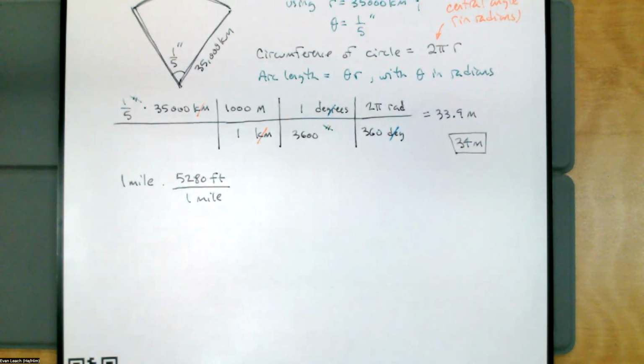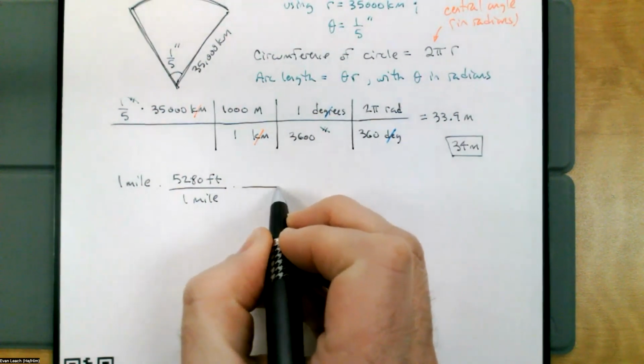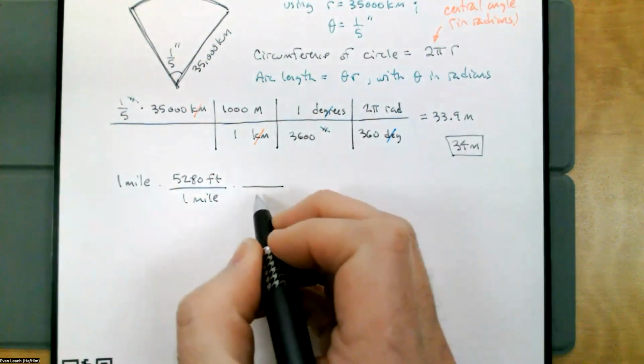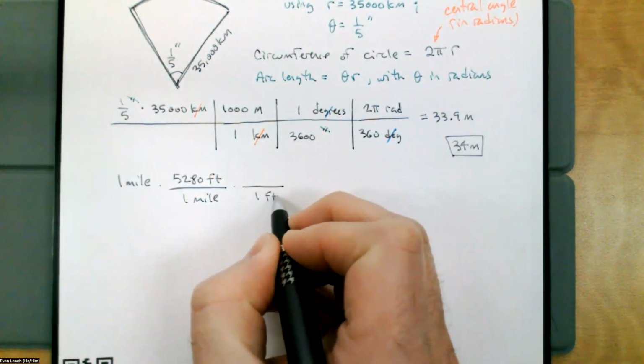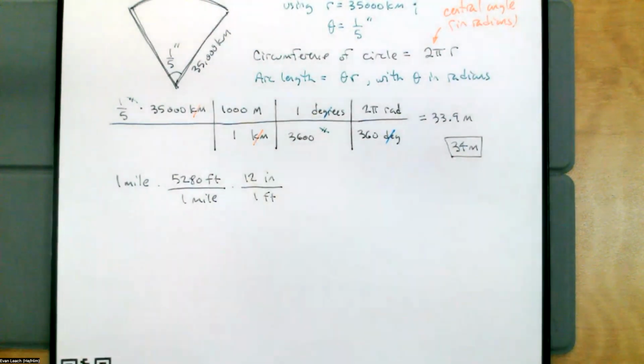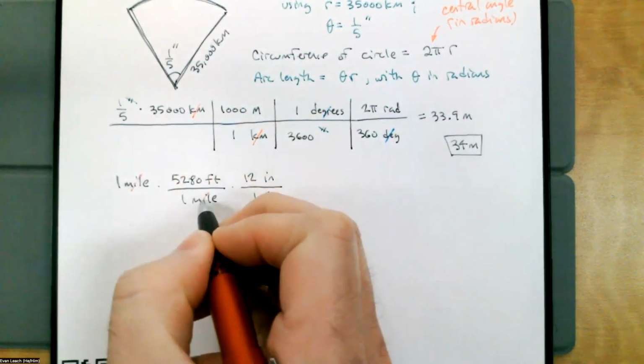So I don't know how many inches there are in a mile, but I know how many feet there are in a mile, and I know how many inches there are in a foot. How many inches are there in a foot? So I'm going to have 12 inches and 1 foot. 1 foot has to go down here because I want the feet to cancel, and I put 12 inches on top. So now mile cancels out mile.